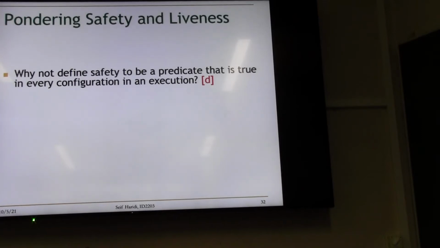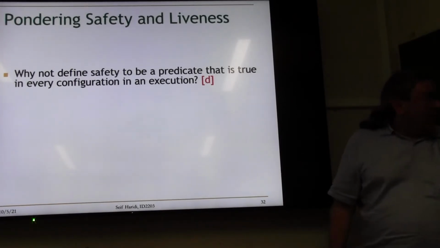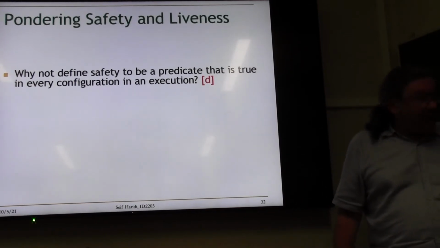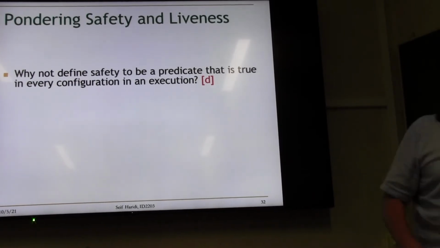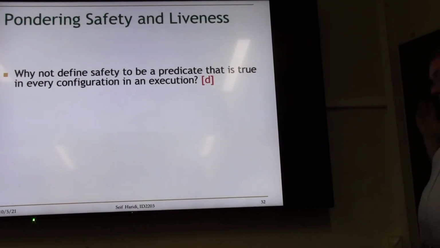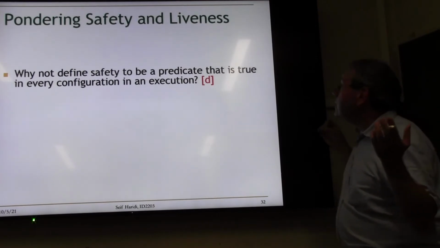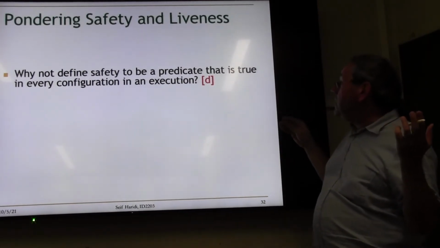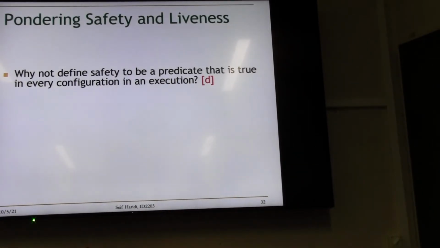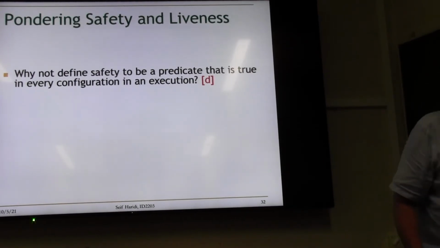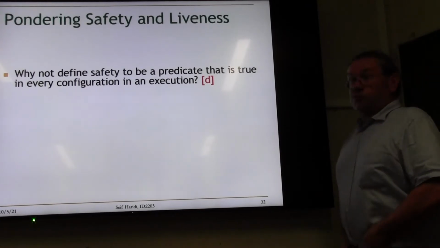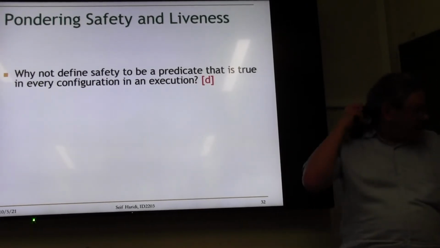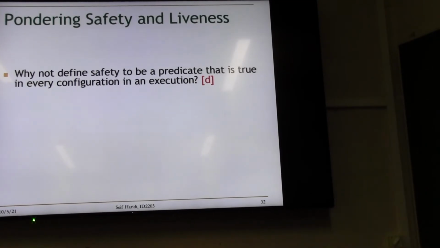So here's a question for you. I have defined safety as a property on executions, where an execution is a sequence of an infinite number of configurations. But why not do it simpler? Why not define safety to be a predicate that is true in every configuration? A configuration is a smaller, finite thing, whereas an execution is a big, infinite thing. So why am I defining safety as a property on executions and not on configurations?